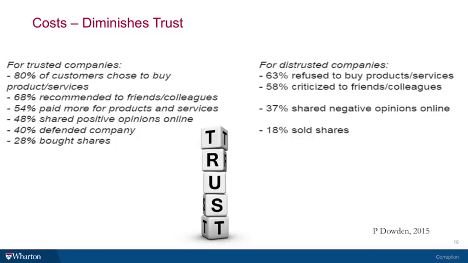Pat Dowden, who is the president of the Center for Business Ethics, which has done extensive research on the relationship between trust and business, particularly in emerging economies, Central and Eastern Europe, former Soviet Union, has found a very strong relationship between customer trust and business success, and a strong relationship between the loss of trust and a diminishment of the ability of a firm to do business.